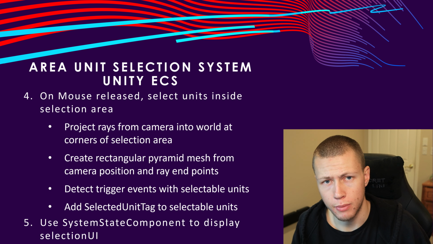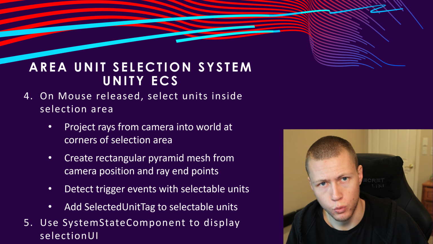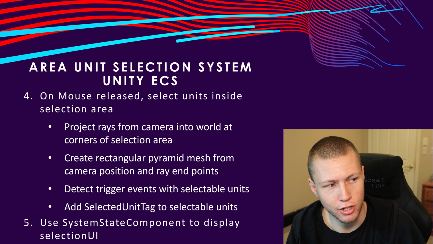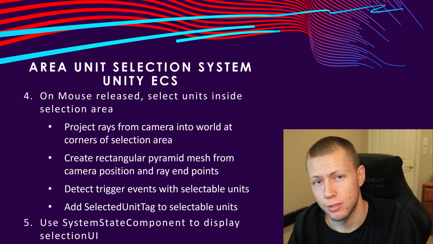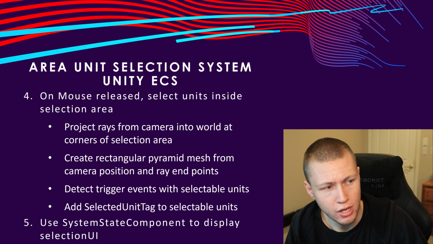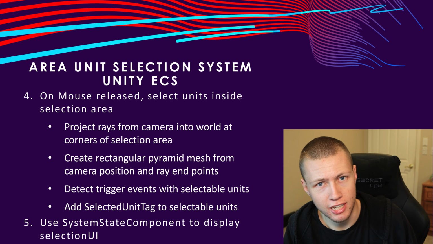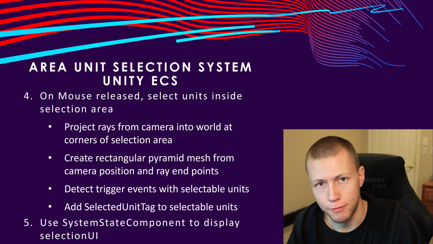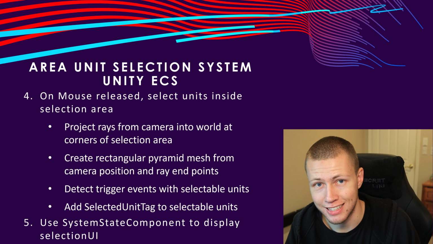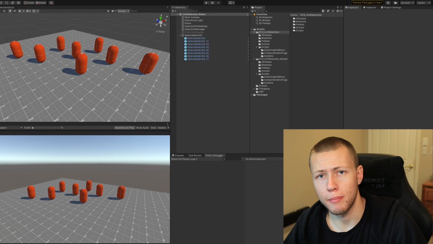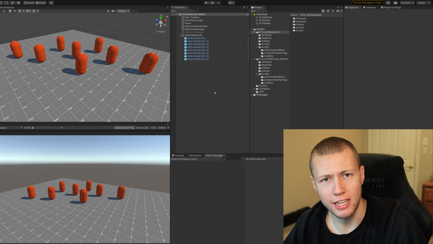I talked about this in my previous video, but what happens when we add the selected unit tag to an entity, using system state components, is that we're going to spawn a selection ring into the world so that we can get a visual representation of the entity that is selected. So with all that being said, let's go ahead and jump into Unity and take a look at the setup here.